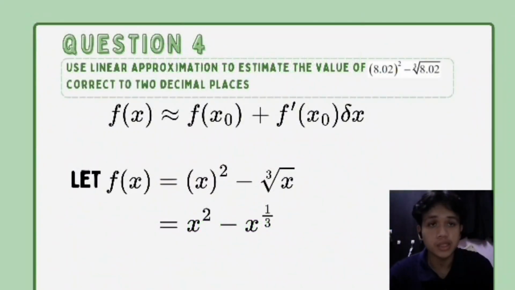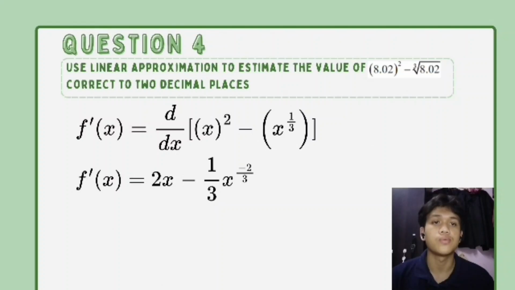For question 4, we must determine the estimated value by using linear approximation. So, the formula we'll be using today is f(x) approximately equal to f(x naught) plus f prime(x naught) multiplied by delta x. So, first of all, we need to define the equation. Let f(x) equal x squared minus cube root of x, and we will rewrite it as x squared minus x to the power 1 over 3 to make it easier for us to differentiate.